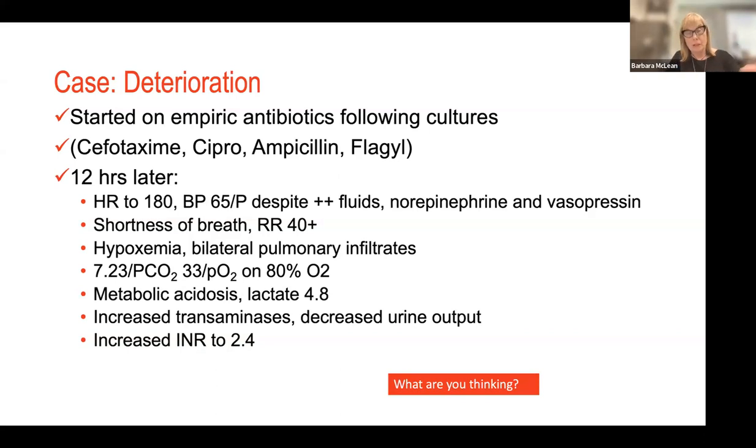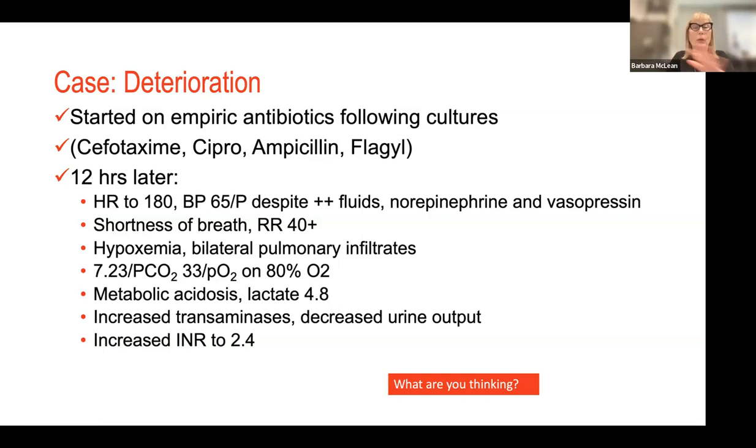And she got a series of more fluids, another 20 mLs per kg. She gets started on norepinephrine and vasopressin. But despite that, she continues to be hypotensive. And she's short of breath, and her respiratory rate is 40. So, of course, she gets intubated.